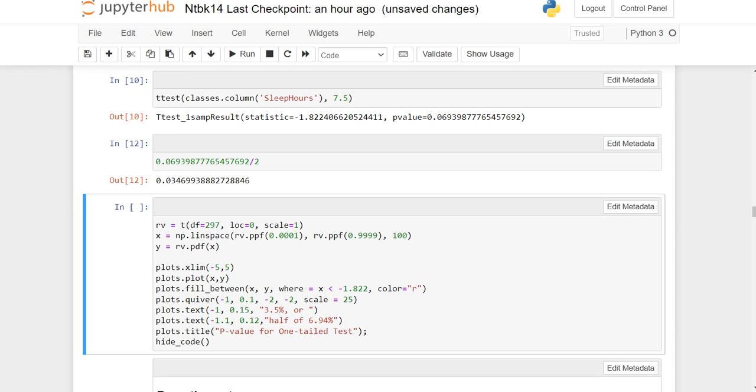And notice that it makes a big difference, because this is less than 0.05, while the original p-value was greater than 0.05. The correct p-value is this one, because we were running a one-tailed test. So we are going to reject the null.